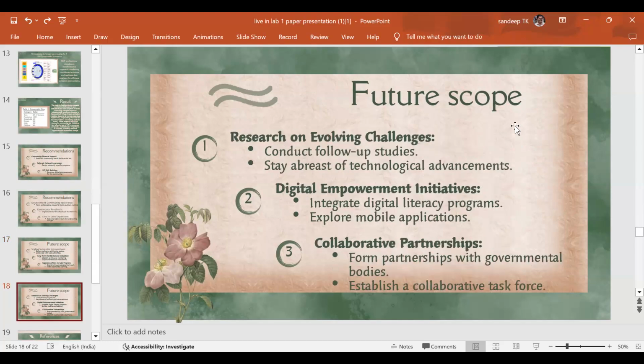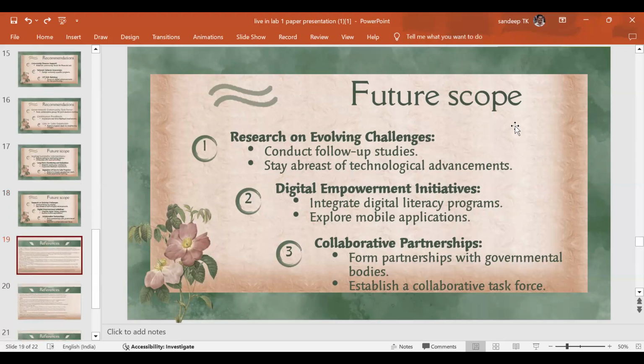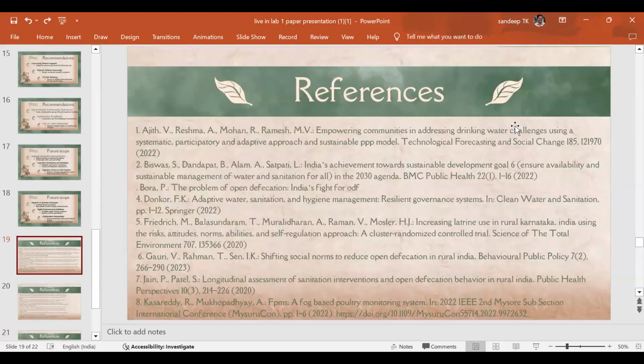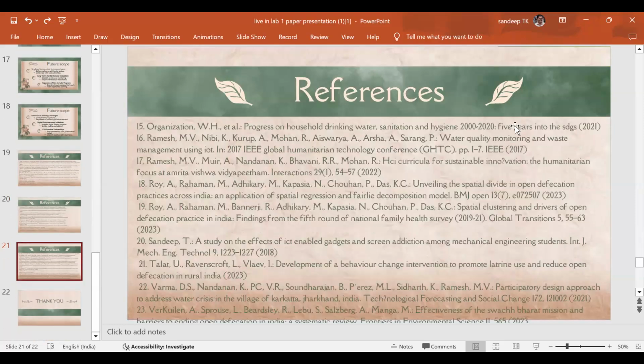Future scope was also identified, like research on evolving challenges because of the post-pandemic situation, and digital empowerment initiatives like literacy programs and mobile applications, then the collaborative part. The government cannot do all these things, but with the help of NGOs and other established bodies, we can do wonders. So these are the references for this paper, ma'am.